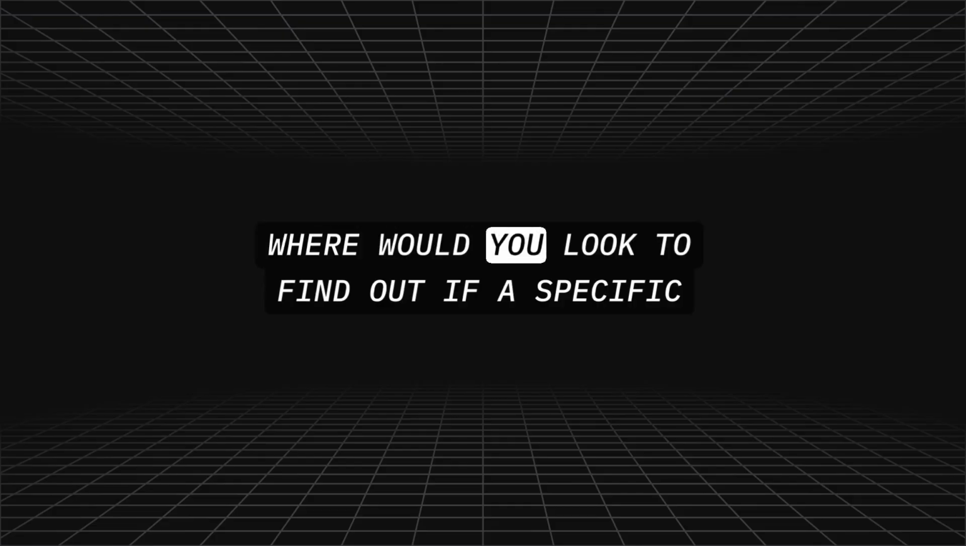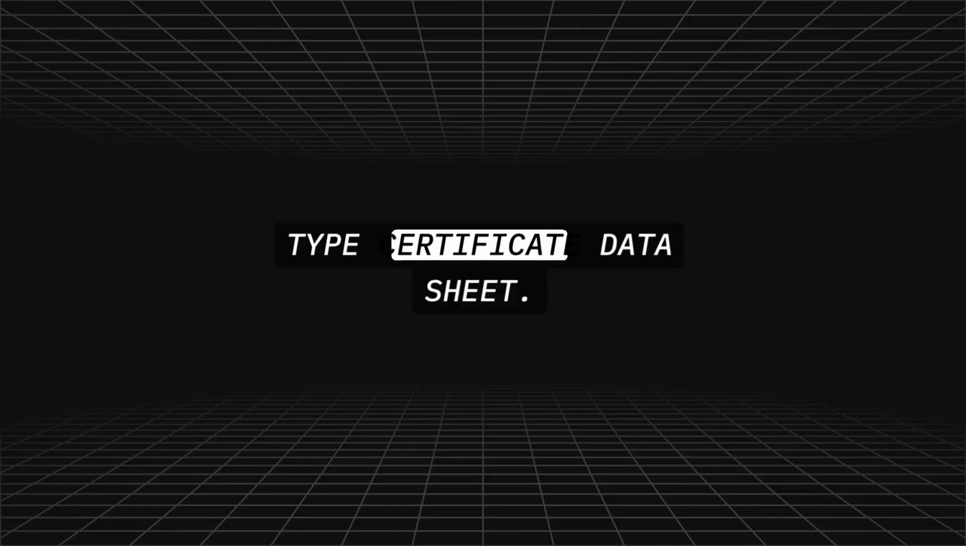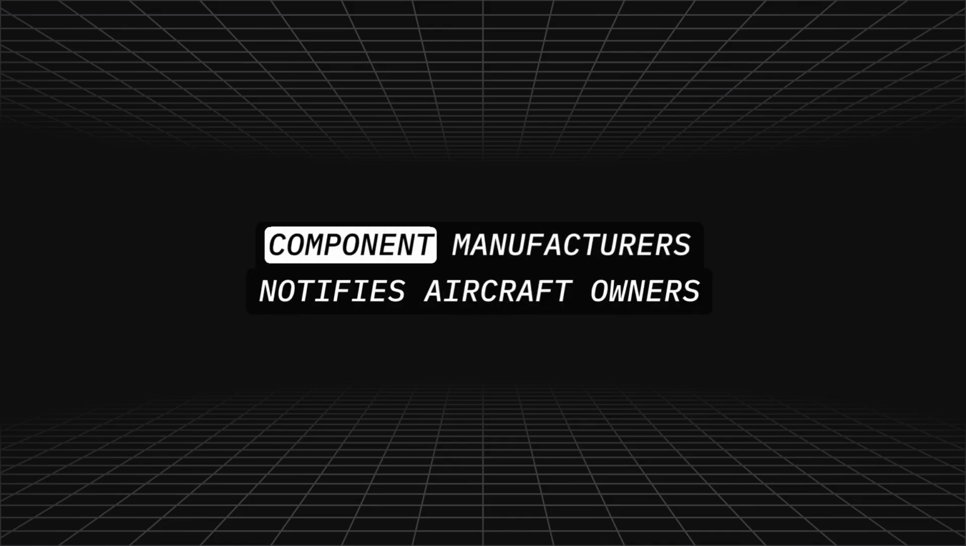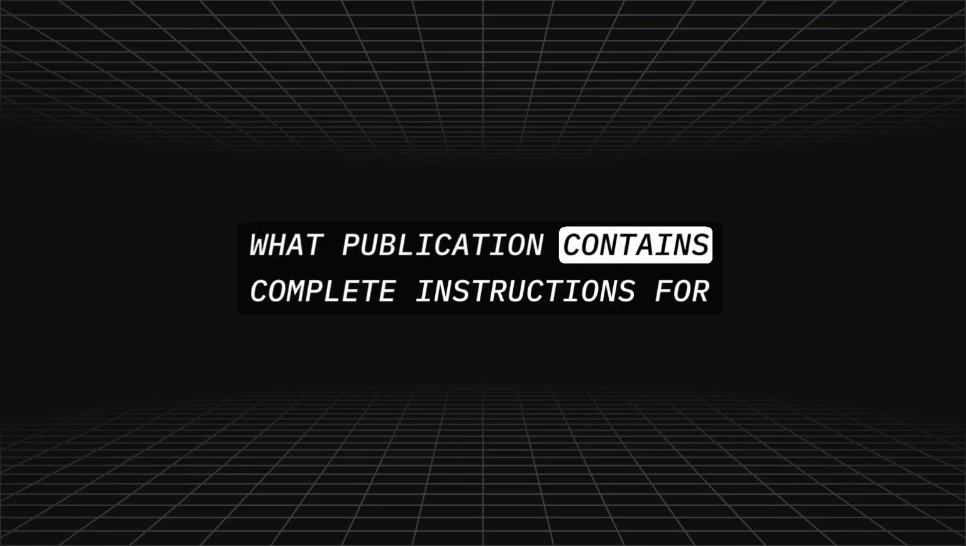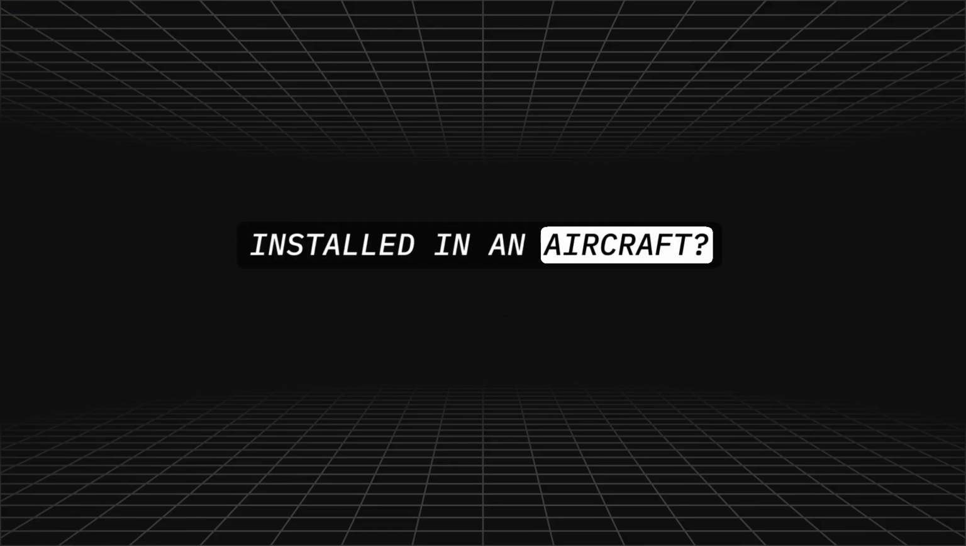Title 14 CFR 21. Where would you look to find out if a specific airplane can be certified in more than one category? The type certificate data sheet. What publications issued by airframe, engine, and component manufacturers notifies aircraft owners of design defects? Service bulletins.